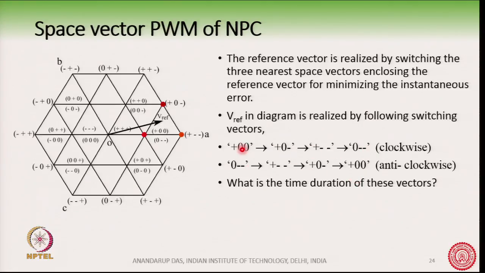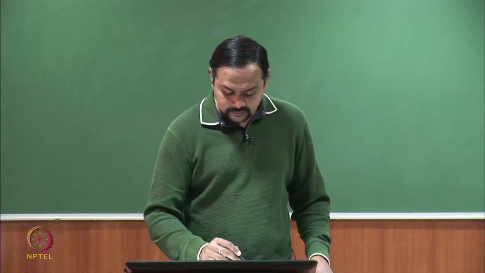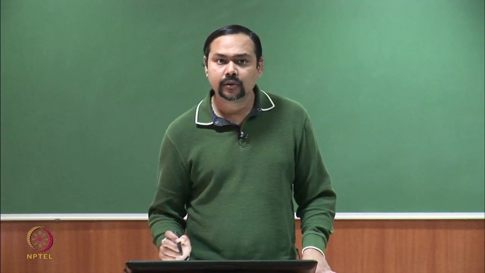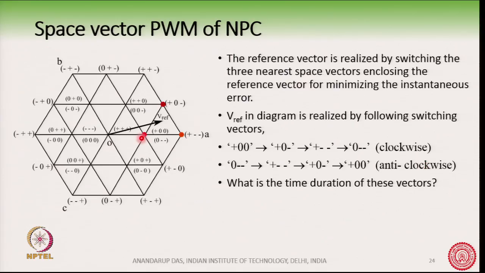Suppose we go from this plus 0 0 and then we can go to plus 0 minus, we can go to plus minus minus and 0 minus minus. The placement of these vectors is like a clockwise placement of the vectors in switching. We can as well do an anti-clockwise movement, like 0 minus minus, from 0 minus minus we can go to plus minus minus, plus 0 minus and plus 0 0. We could have also moved anti-clockwise in the selection of the space vectors.